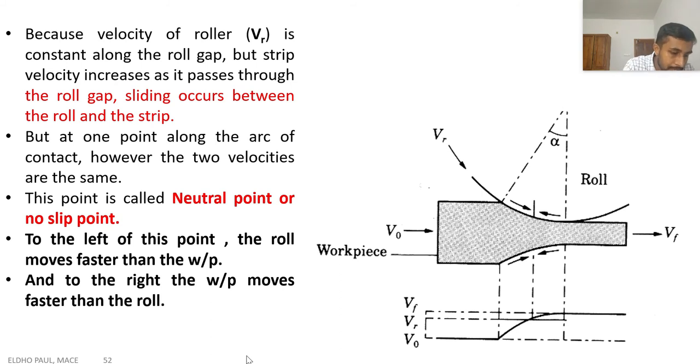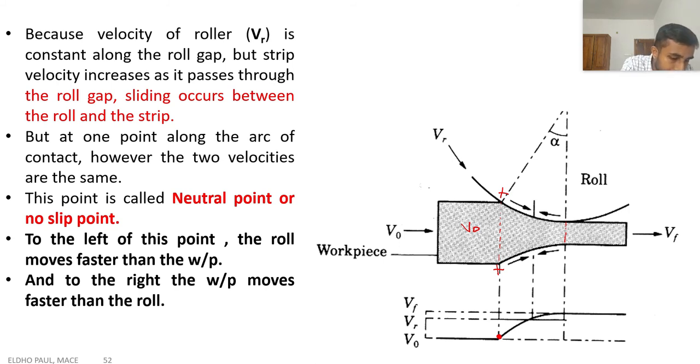So, see this here. This is a very important figure. In this figure, this is the entrance point to the rolling gap, and this is the exit point from the rolling gap. Here, the raw material with the velocity V0 is entering. This is XX, crossing the section XX, that is the entrance of the rolling gap. Here, we can see the velocity is equal to V0, a very small velocity.